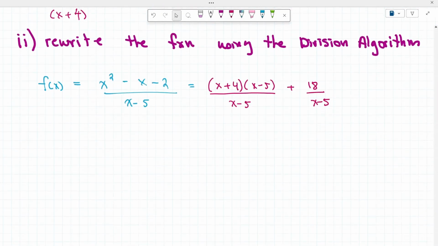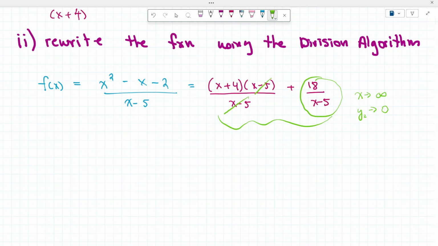So now we're actually going to go ahead and pretty much follow the same steps that we had before, where we want to solve the limit as x approaches infinity. So we're going to look at all this. So if we look at this term over here, our remainder term, we can see that as x approaches infinity, this part of the function, we'll just call that y2, is going to approach 0. Just like we saw from case 1, the degree on the numerator is less than the degree on the denominator. And if we look at this part over here, we see that the x minus 5s cancel out, so we're just left with x plus 4.